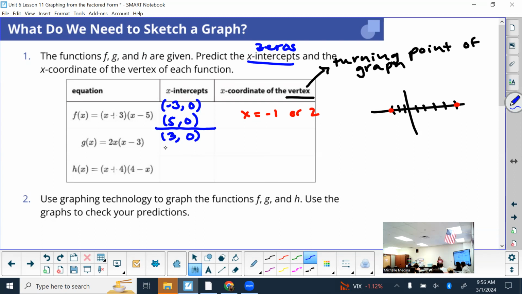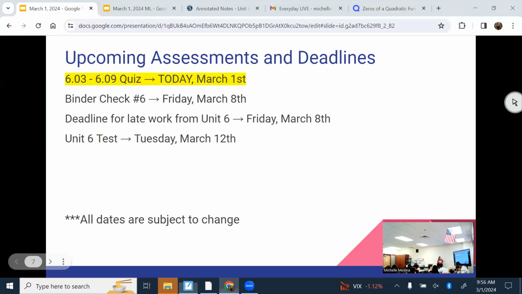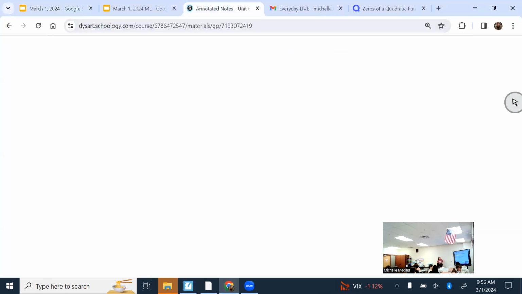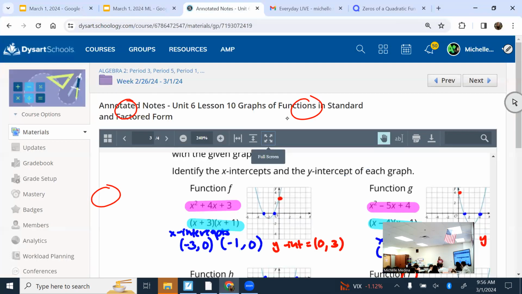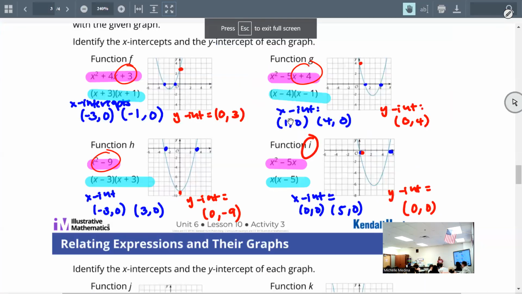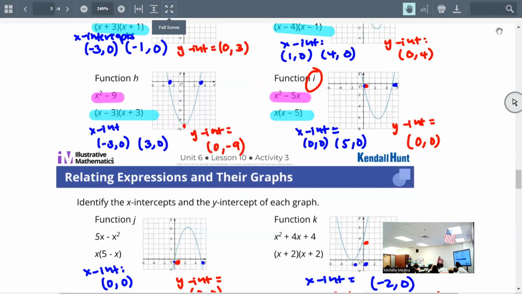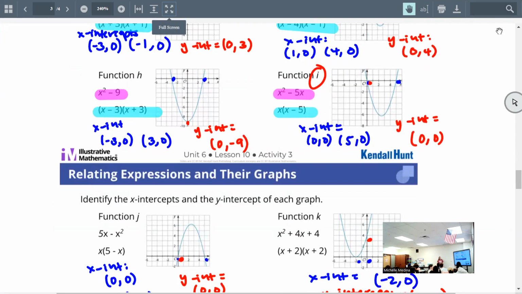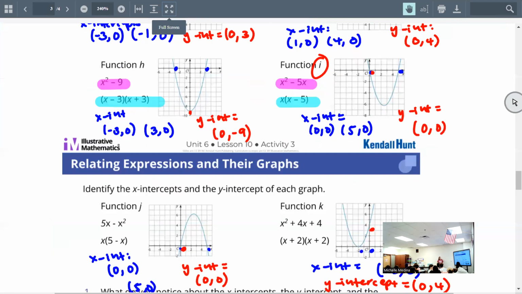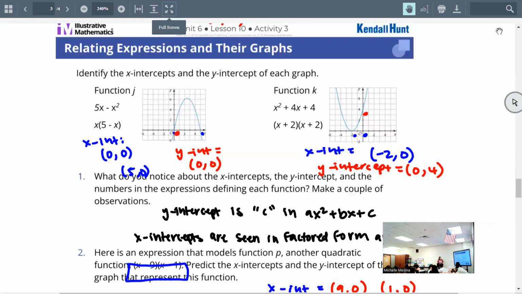Three is one of them. So for this one, we have a single term times a two term. Let me go back to my lesson 10 notes where we saw some of that. If you look at function I here, we have a single term times a two term. Those x-intercepts were 0 and 5. Over here, when we had another single term times a two term, those x-intercepts were also 0 and 5.